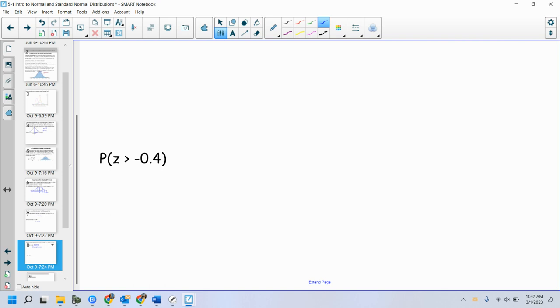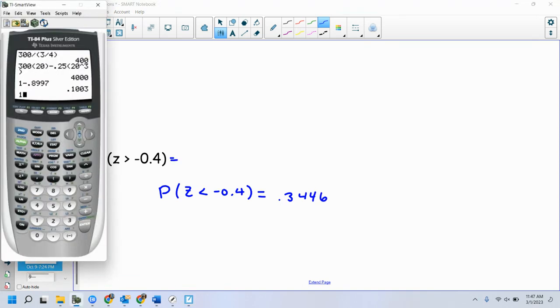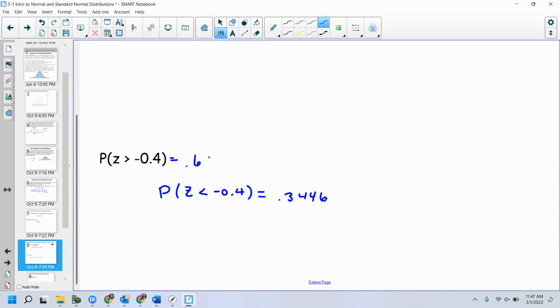Yeah, I see on my table 0.3446. Right? So the probability of z less than negative 0.4 would be 0.3446. So if I go 1 minus that, it gives me 0.6554. Make sense?